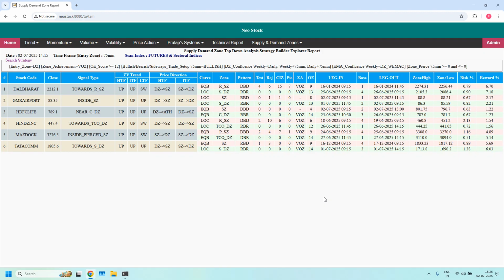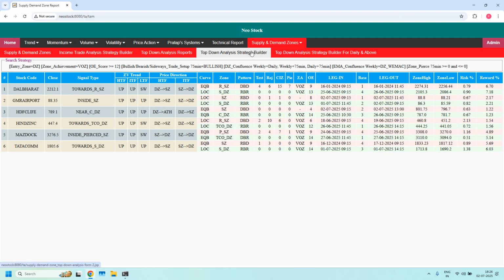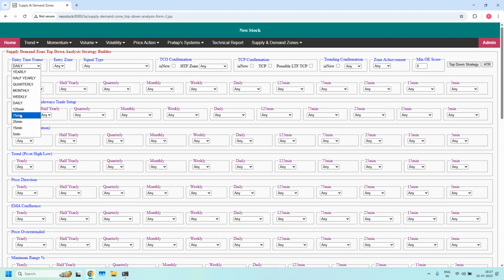So this is the bullish trade setup for weekly income trading. Next, we will look into the bearish trade setup for weekly income trade. Entry time frame 75 minutes, entry zone, supply zone, bullish or bearish at 75 minutes. I am selecting bearish. Zone achievement violated opposing zone, minimum odd and enhancer score 12.